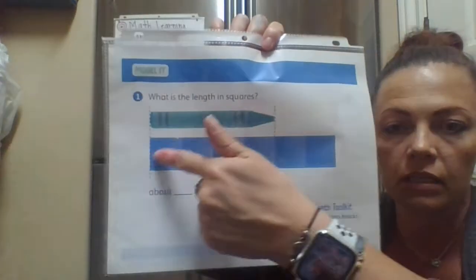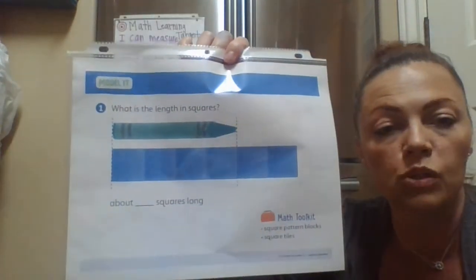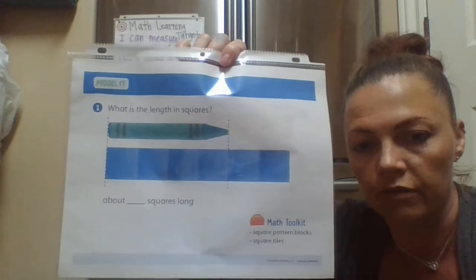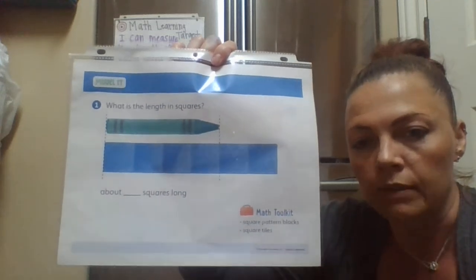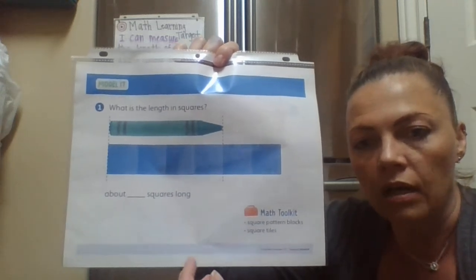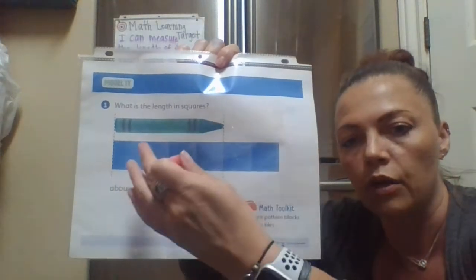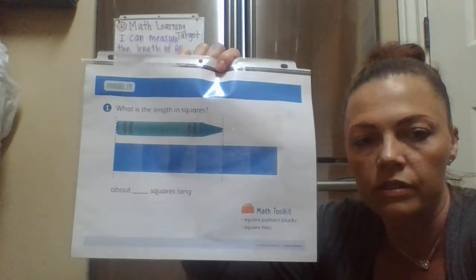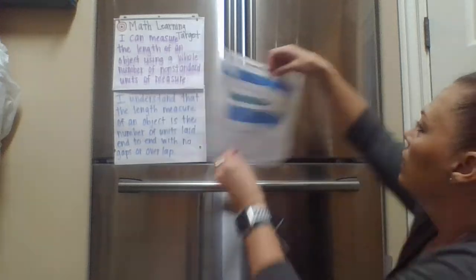This problem says, what is the length in squares? You can see underneath, it's measuring this crayon using squares. That is our non-standard unit of measure for this problem. So it's asking us, how long is this crayon using the squares that are provided, okay?